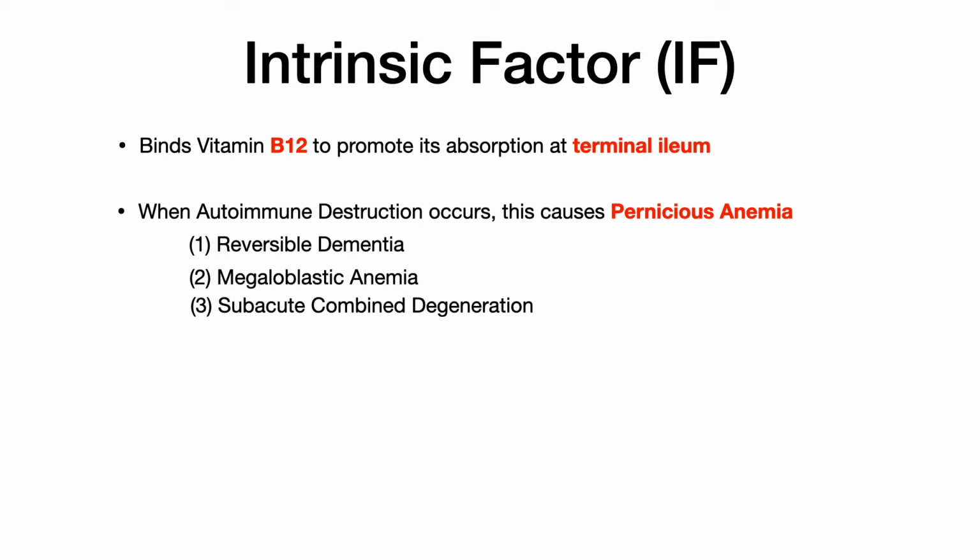So pernicious anemia is when autoimmune destruction occurs. And what you see are three main symptoms. You see reversible dementia, megaloblastic anemia, and subacute combined degeneration. So let's go through these things. For reversible dementia, pretty obvious. In the vignette, you will have a patient who simply appears as though they have dementia, right? They're losing their keys, they're wandering, they're not really acting themselves.